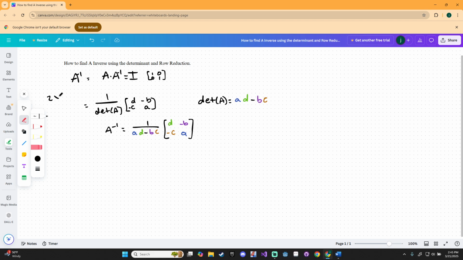If we keep looking at 2 by 2 matrices, we find that in order to figure out what A inverse is, we have a simple equation that we can apply to it. That's going to be 1 over the determinant of your matrix times this matrix here. Your determinant is simply AD minus BC.